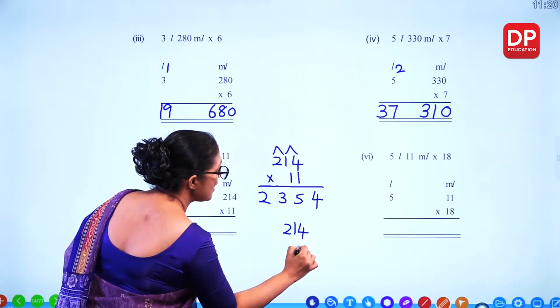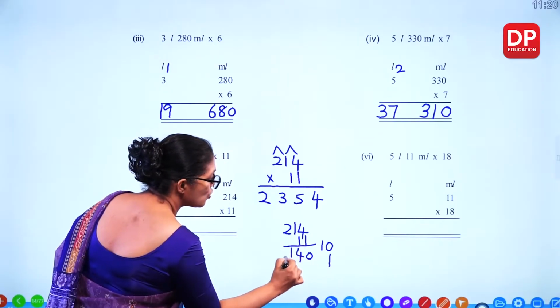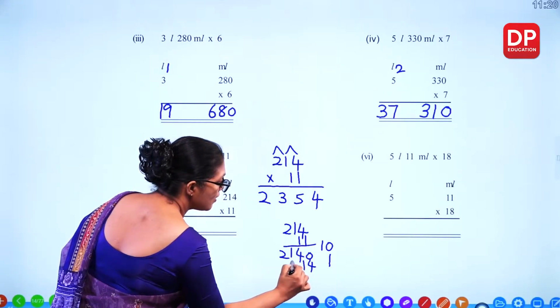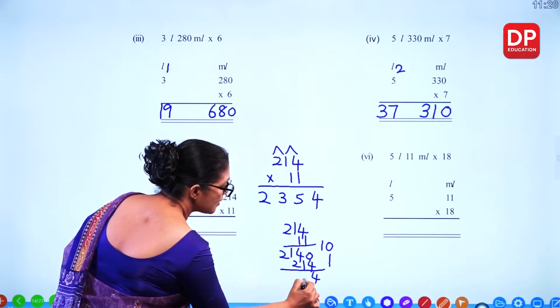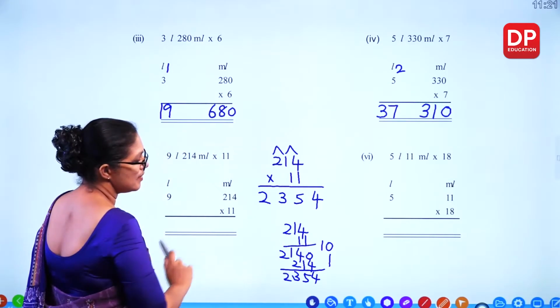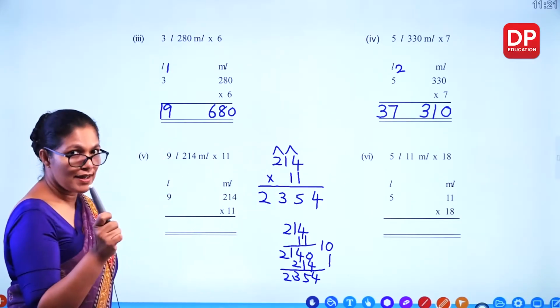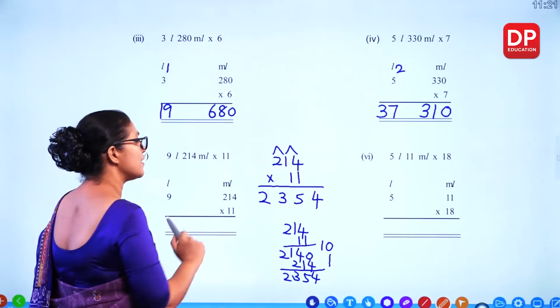214 multiplied by 11 means 10 and 1. 412 and multiplied by 1 when you add it. See whether you are getting the same answer. So, when you are multiplying by 11, you can use this method.